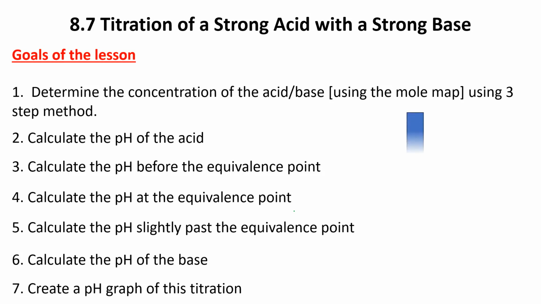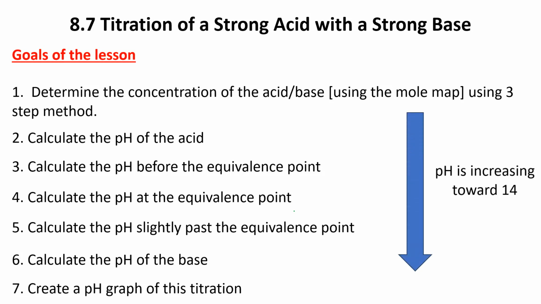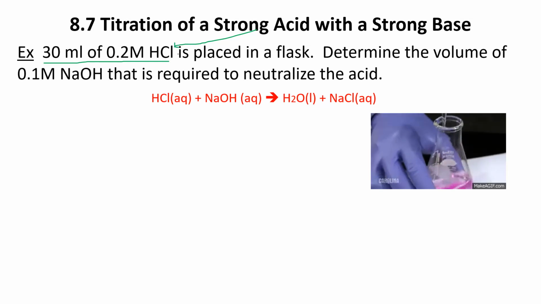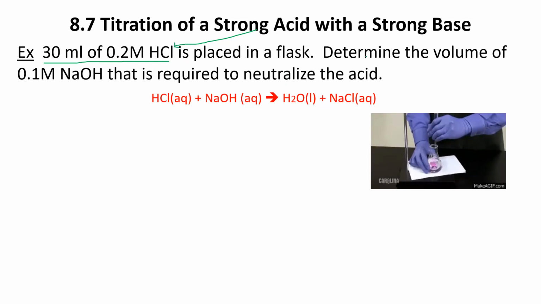So the way I've set these questions up is that our pH will increase towards 14 as we go through 2 through 7. So here is the question. We're going to place 30 mils of 0.2 molar HCl, which is a strong acid. Look it up if you're not sure. You're going to put it in a flask. We're going to determine the volume of 0.1 molar NaOH that is required to neutralize this acid.